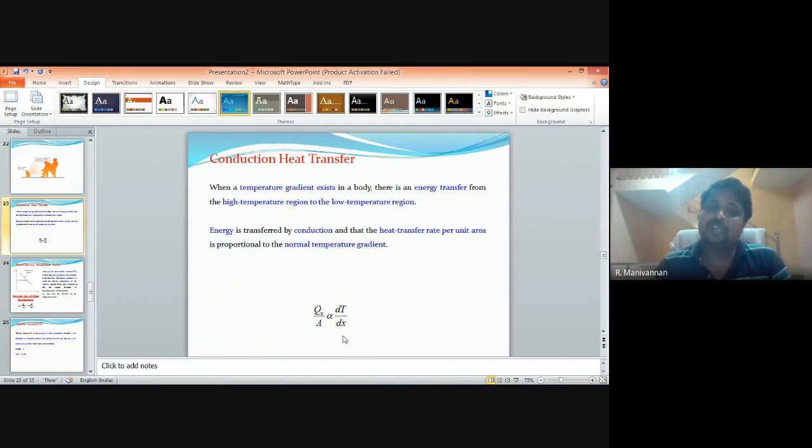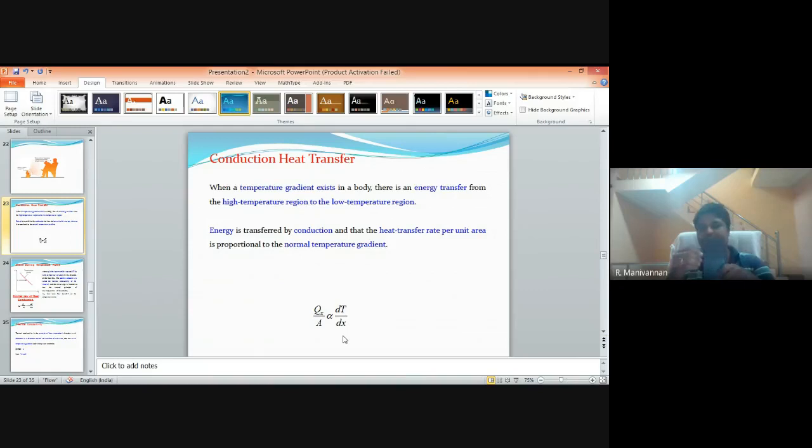When a temperature gradient exists in a body, there is an energy transfer from the higher temperature region to the lower temperature region. For example, if you take this surface, and this is at a higher temperature and this is at a lower temperature, what will happen? Always the heat will flow from the higher temperature to the lower temperature. Always the heat energy will flow in this direction.